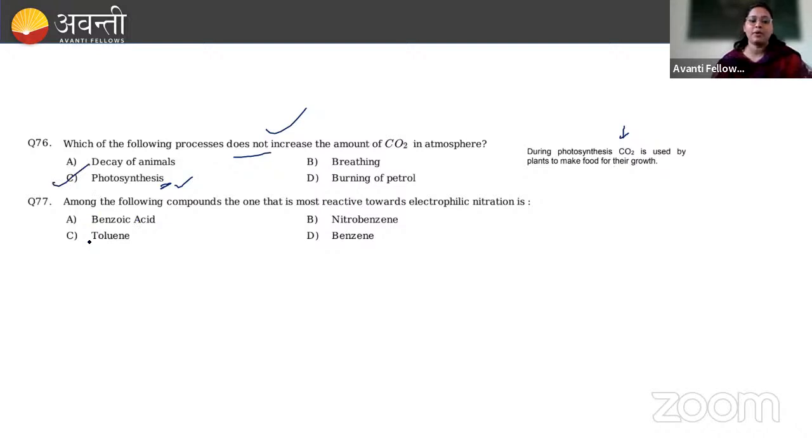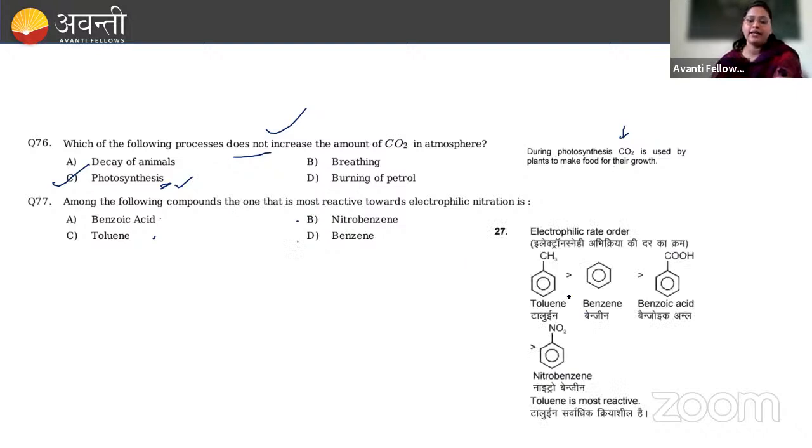Next, among the following compounds, the one that is most reactive towards electrophilic nitration is benzoic acid, toluene, nitrobenzene and benzene. So यहाँ पे हम लोगों को आंसर देखना है. देखिए, ये है हमारा टोल्यून, ये है हमारा बेंजीन, ये है हमारा बेंजोइक एसिड और ये है हमारा नाइट्रोबेंजीन. ठीक है, यहाँ पे CH3 ग्रुप है, यहाँ पे कुछ भी नहीं है, यहाँ पे COOH है और यहाँ पे NO2 ग्रुप है. ओके, हम लोगों को देखना है इलेक्ट्रोफिलिक नाइट्रेशन प्रोसेस होना चाहिए.